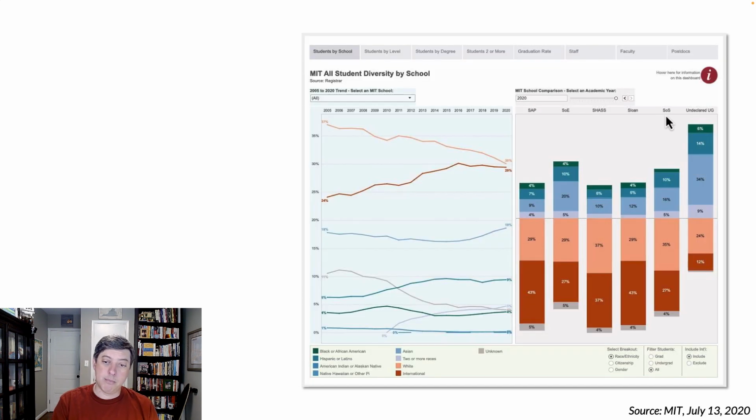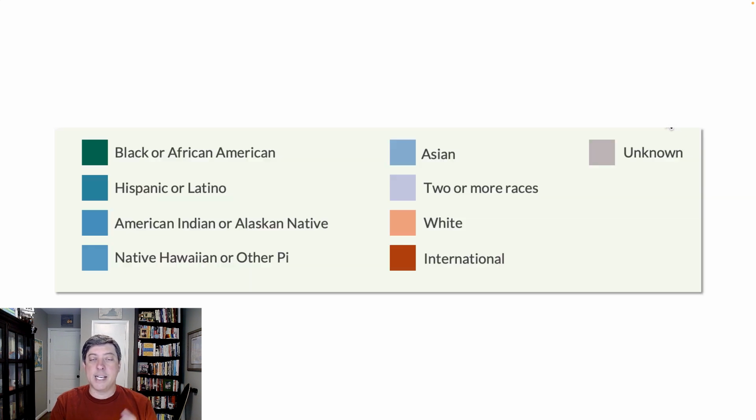And so after some gentle pushback from Twitter, MIT changed the dashboard. They used some different colors. And so we can dive in and take a look at this color palette. And you can see it's slightly different. You see here that we do have shades of blue and green for Black or African American students. White students are now in this peachish color, international students in red.